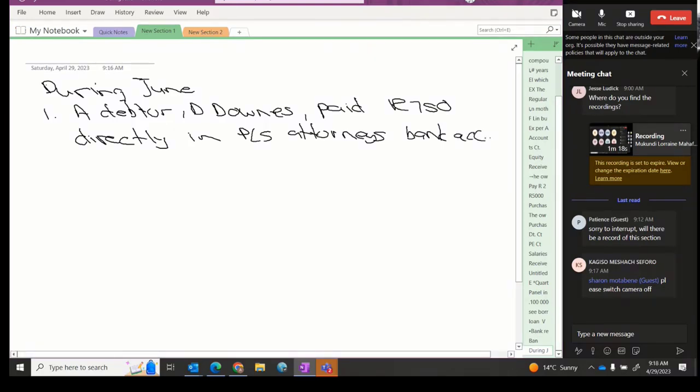Okay, I'll do it step by step. Now, the first one, they say, because the two balances are not the same, you obviously now have to compare your books with the bank statements to see what you did wrong and what the bank did wrong so that you can get to the same balance. So the first thing, a debtor, D Downs, paid 700 Rand 750 into your bank account. But you don't know about it, you just saw it now on the bank statement.